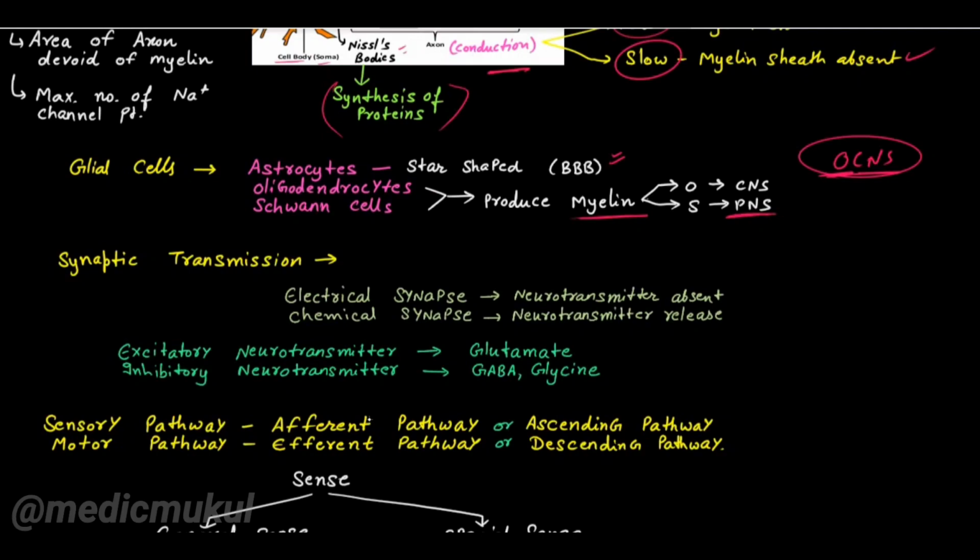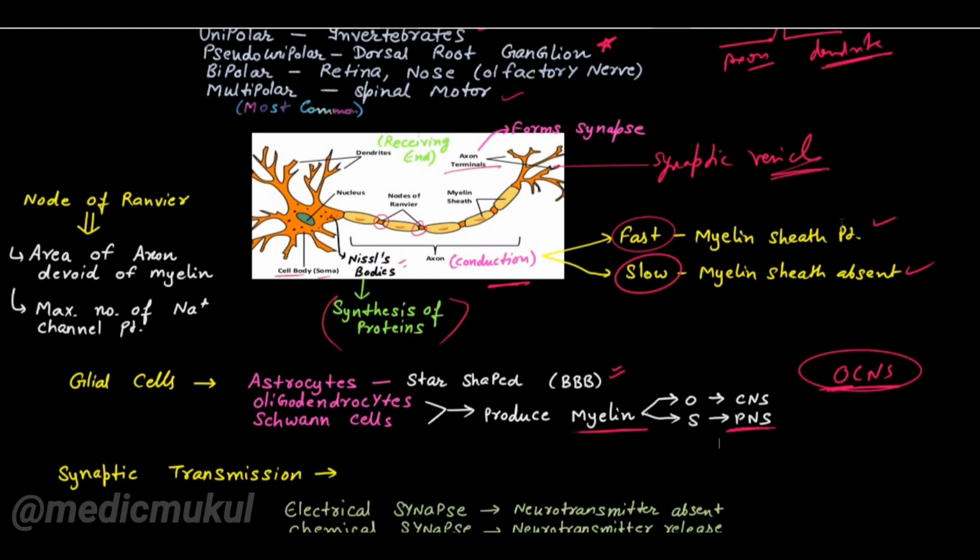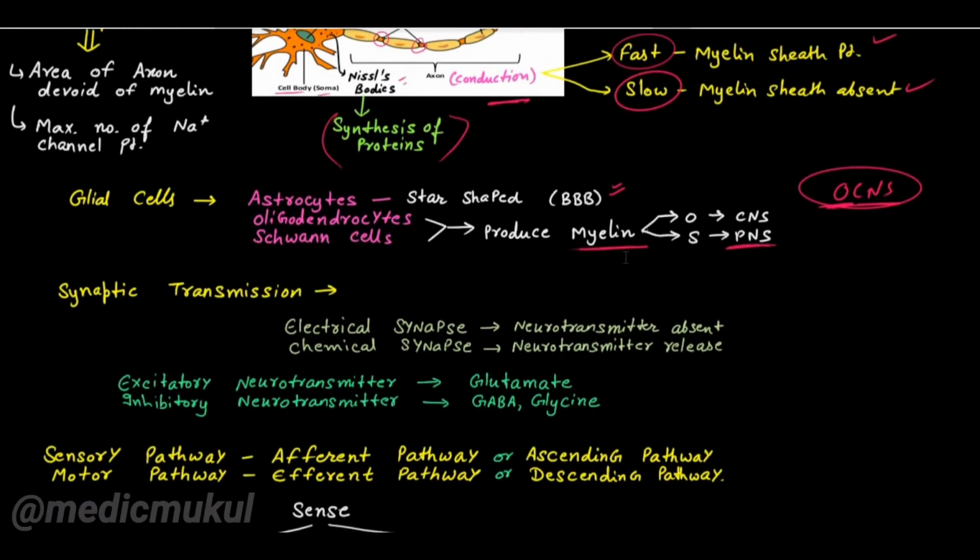The next topic is synaptic transmission. One neuron is here, another neuron comes after it, and between both of them, what will be there? Maybe there will be a gap between them, and maybe there will be no gap. If there is a gap between them, we call it a synapse, and neurotransmitter is released into the synapse. If neurotransmitter is absent, we call it an electrical synapse. In a chemical synapse, the gap is present.